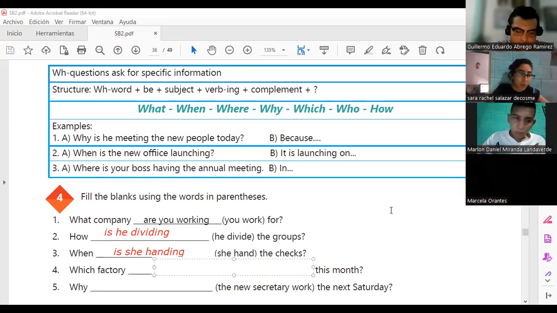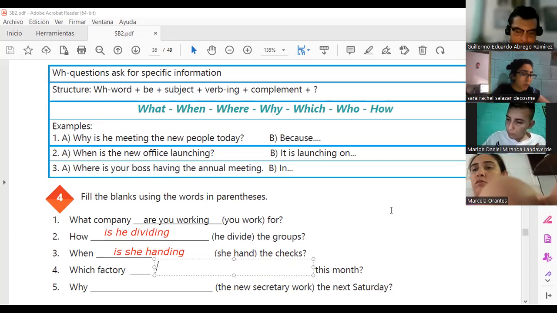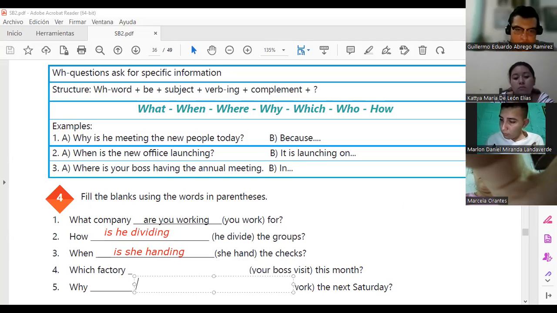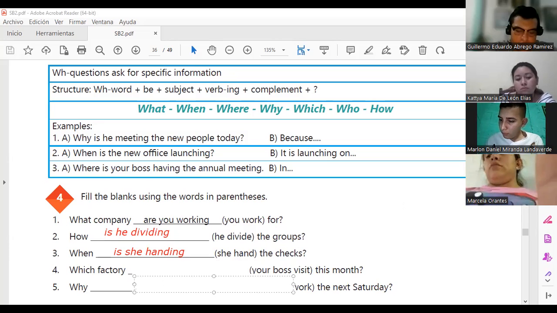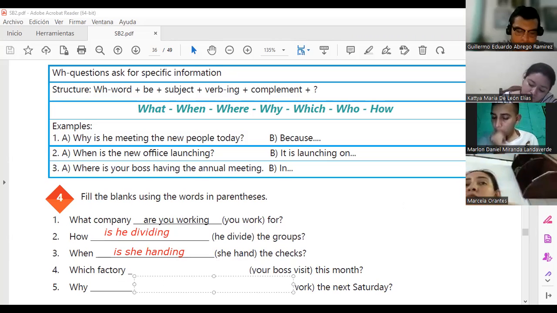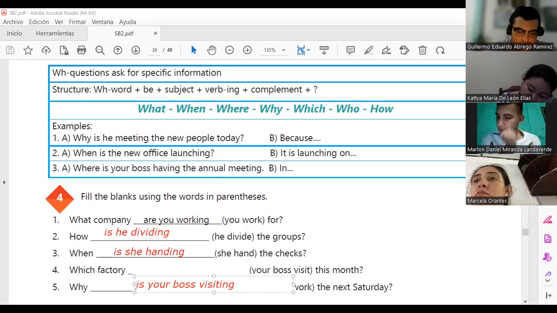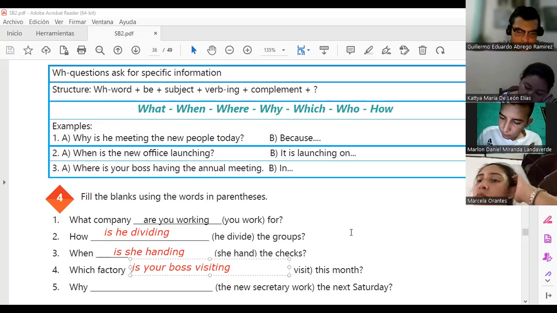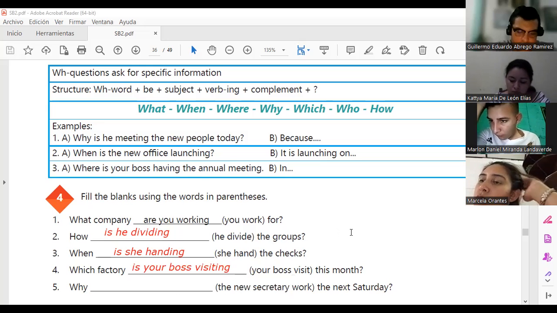Number four: which factory is your boss visit this month? Visiting? Is your boss visiting this month? Okay. Which factory is your boss visiting this month?